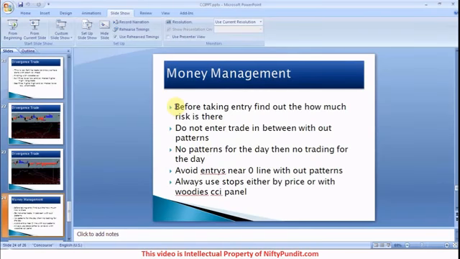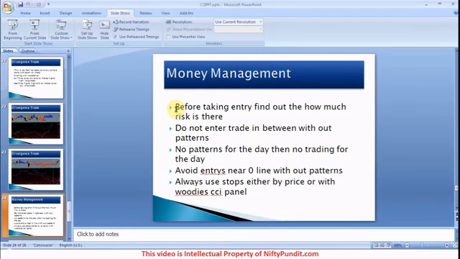This is the most important one, money management. You have to understand it well and follow it correctly. Before taking entry, find out how much risk you can take. Always take minimum risk for higher profits. Always use this. And do not enter a trade in between, without patterns. Forget about it. If there is no pattern, forget the day. No trading for us. And avoid entries near the zero line without patterns.